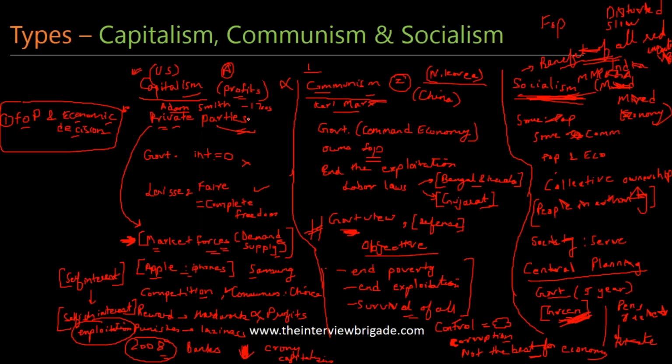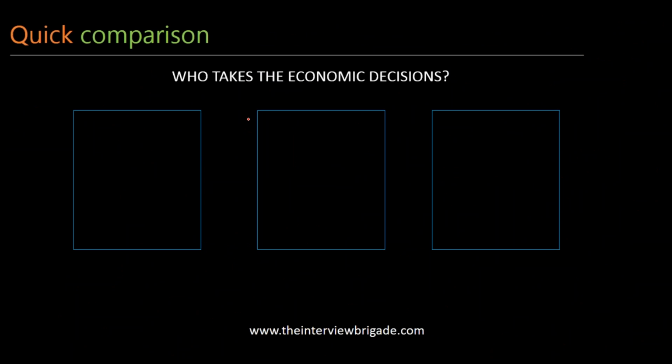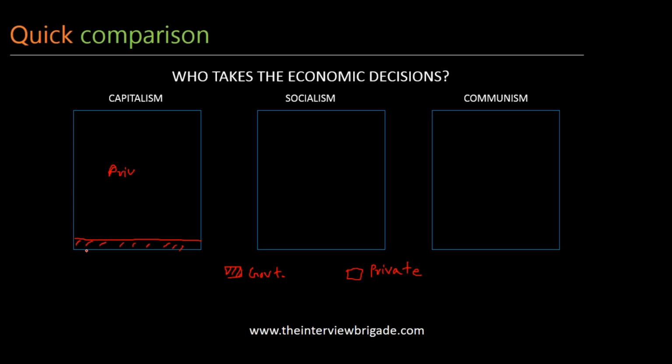So having seen the comparison between capitalism, communism, and socialism, let's understand them by way of a single diagram. If you have to differentiate between the three systems, capitalism, socialism, and communism, in one line, you can understand it through this example. So if this block represents the decisions that the government takes, and this block represents the decisions which private parties take, in case of capitalism, this is what the situation is. Majority of the decisions are taken by the private party, whereas some decisions are taken by the government.